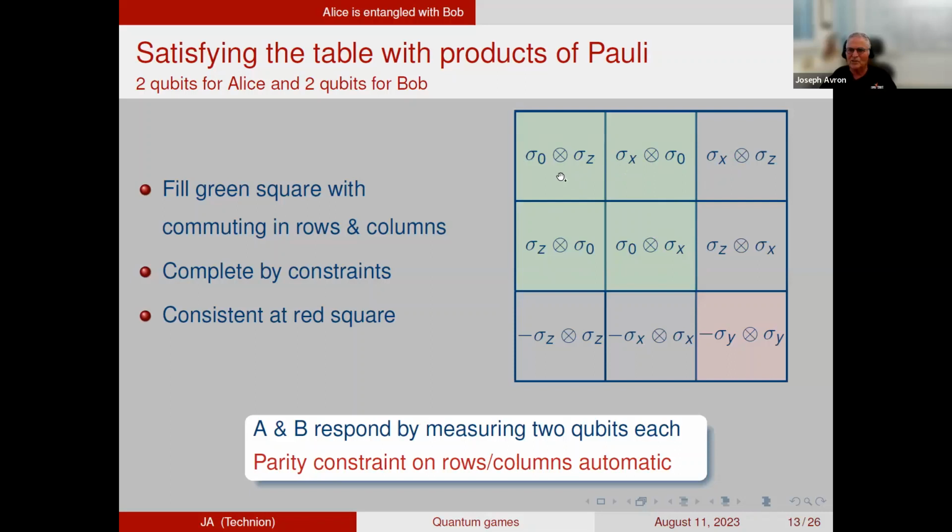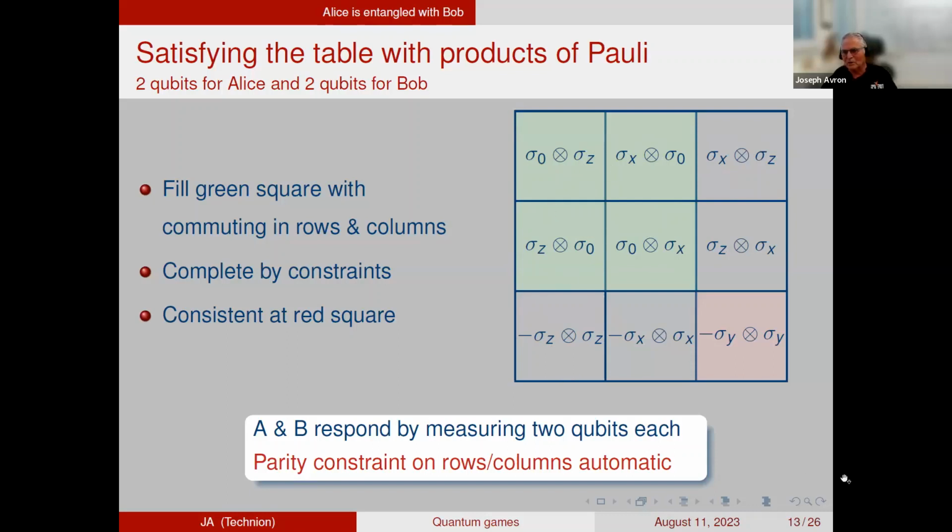Here I achieved it cheaply by putting the identity here and putting the identity here, so it is evident that these two matrices commute. And once you fill this square with matrices that commute in a row and commute in a column, then you fill the rest of the square by the constraint. You wanted the product of this and this times this to be +1, so this fixes this entry. And then Bob fills the matrices in the remaining by his constraint on a column, which is -1.